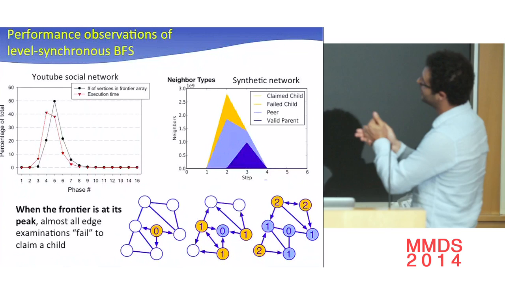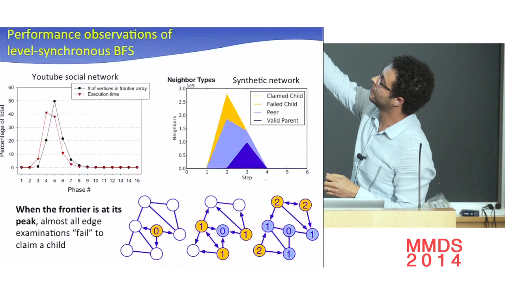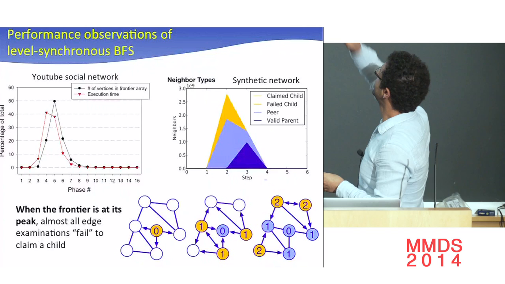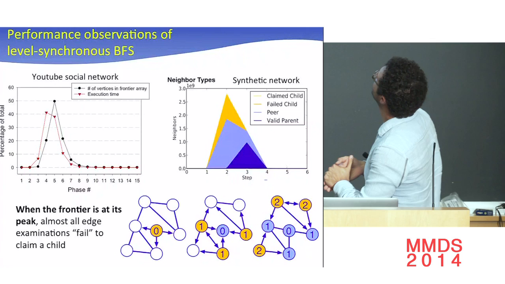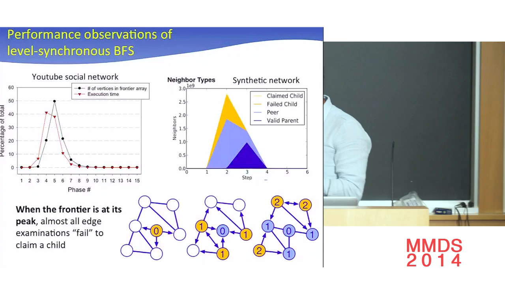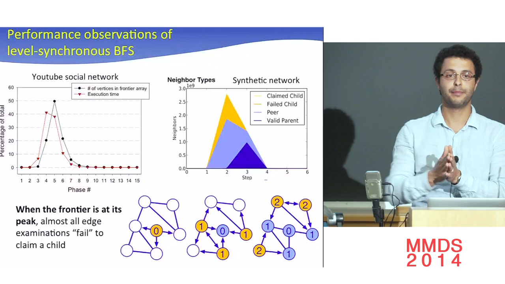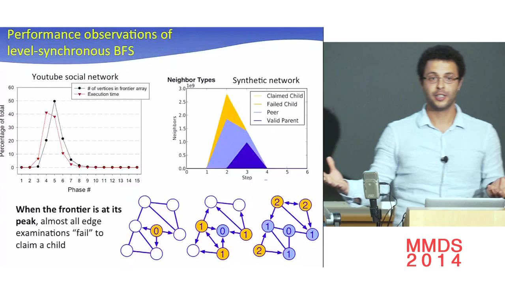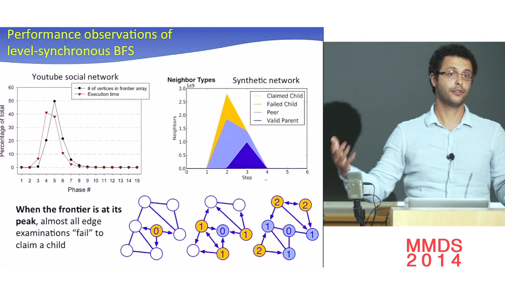So that is a good observation, except what you can do also is, among all those edge examinations, how many of them are actually doing useful work? And you see that on that triangular-shaped graph on the right, only the dark blue triangle is actually doing useful work. Everything else is doing redundant work and failing. So in a way, let me describe it this way. Those vertices on the frontier are trying to claim children at the next level, right? But when the frontier is too large and there's few vertices left to be claimed, everybody's trying to claim the same set of children, and they're all failing.